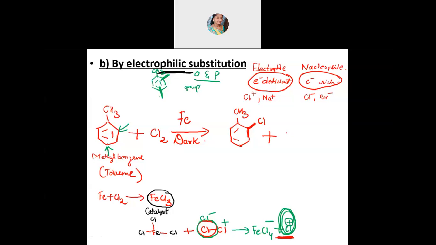So one is at the ortho position, and one more product will be formed at the para position. CH3 is here, and the para position is exactly opposite to CH3. So you will get one, the ortho product, and one, the para product. This is orthochlorotoluene, or methyl benzene, and this is parachlorotoluene.